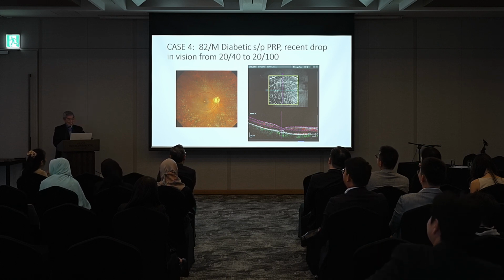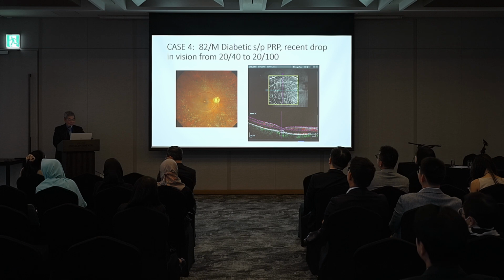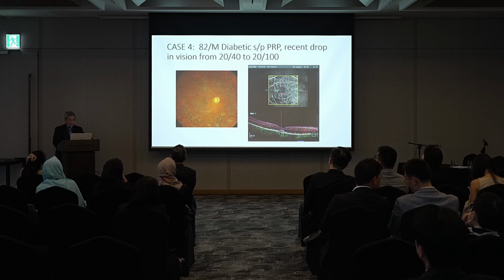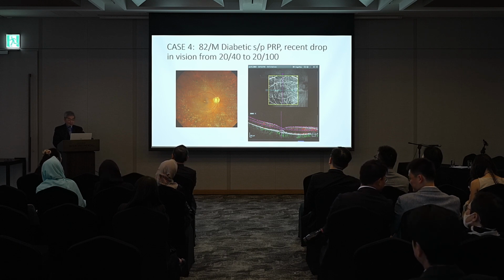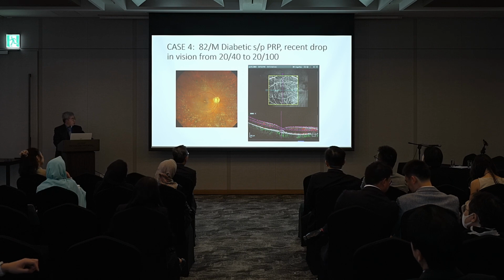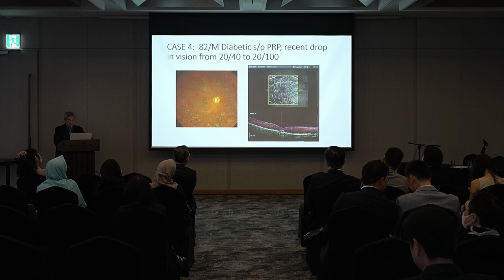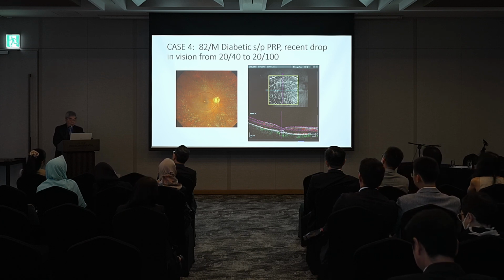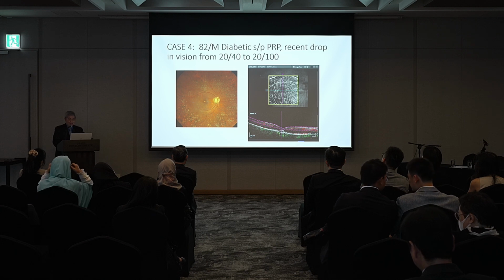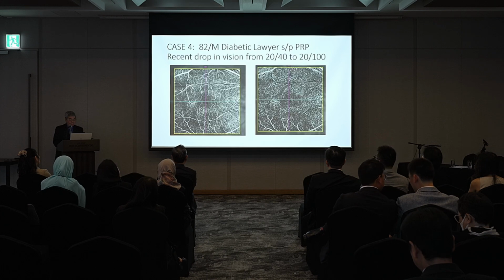Okay, so this one is an 82-year-old diabetic who underwent pan-retinal photocoagulation, and he consulted for a recent drop in vision. You can see that there's drusenoid-like deposits here in the central fovea, these yellow spots, and on the B scan you can also see an elevation of the RPE here, which we think is also drusen. And here we're trying to figure out what's going on. Is this dry AMD that's progressing, or is it something else?